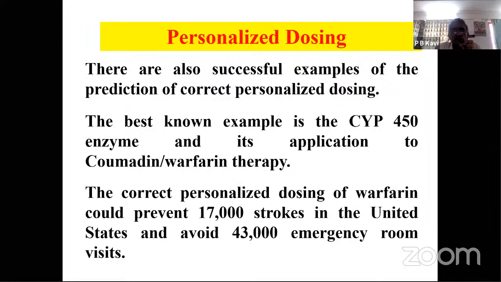Warfarin is generally used for thinning of blood, as a blood anticoagulant. The correct personalized dose of warfarin can now be determined based on your genome sequence. If you give the correct personalized dosing of warfarin, that can prevent 17,000 strokes in America, and avoid 40,000 visits of patients to the emergency rooms. So in other words, the correct dose is also as important as personalized medicine.